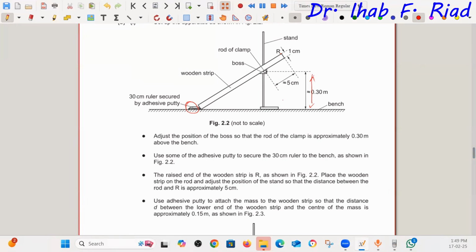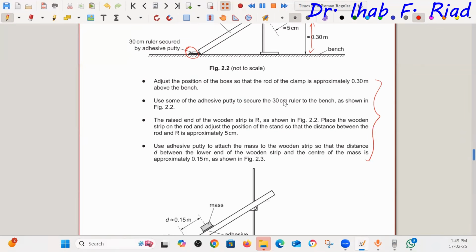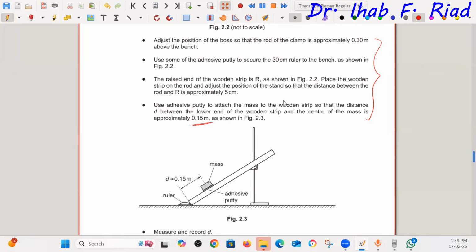So we are going to set up this experiment, the setup as instructed. We just need to follow his instructions. We don't have to do anything more. Use adhesive putty to attach the mass to the wooden strip so that the distance d between the lower end of the wooden strip and the center of mass is approximately 0.15 meters, or 15 centimeters.